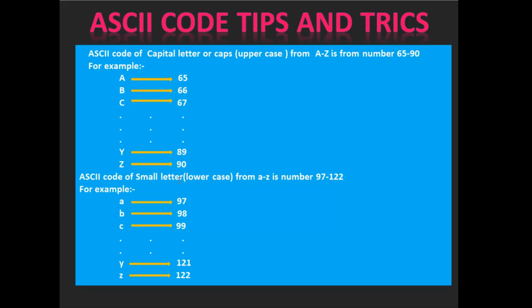The ASCII code of small letters, or lowercase, from a to z is 97 to 122. For example, the ASCII code of small letter a is 97, small letter b is 98, small letter c is 99, and so on continuously, y is 121, and lastly the ASCII code of small letter z is 122.